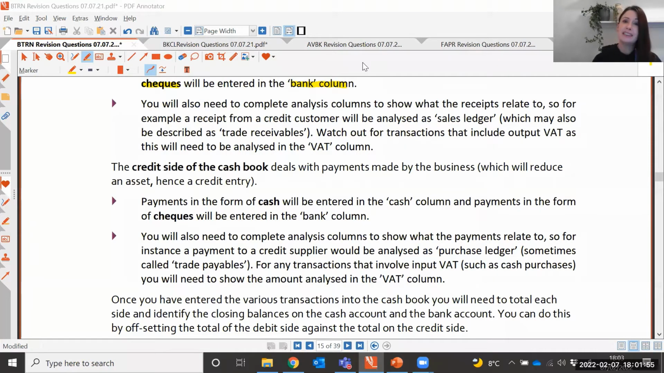Remember, if it's an account of a trade receivable or a trade payable, the VAT will have already been accounted for when the transaction first happened. So when, say, the receivable first bought the goods on credit, or if it's a payable, when we first purchased the goods on credit, we will have accounted for the VAT at that point. So when we receive the cash from the receivable or we pay the payable, we don't need to allow for the VAT within the cash book. So just watch out for that.